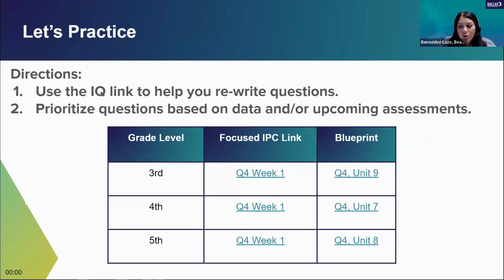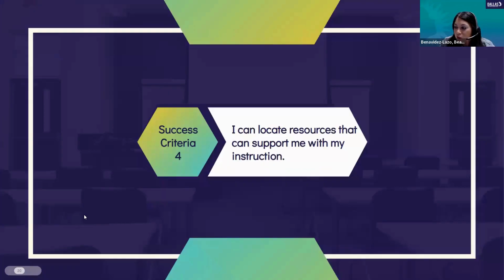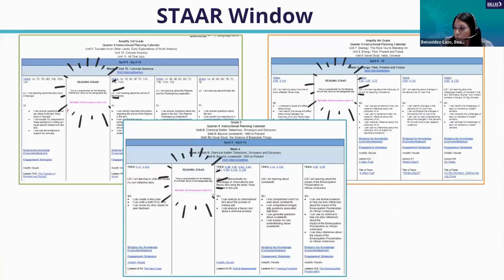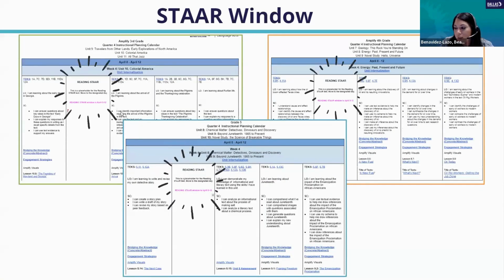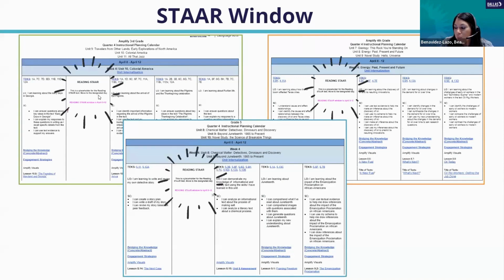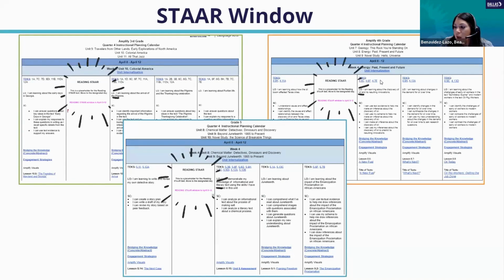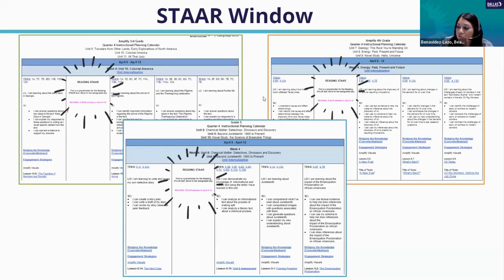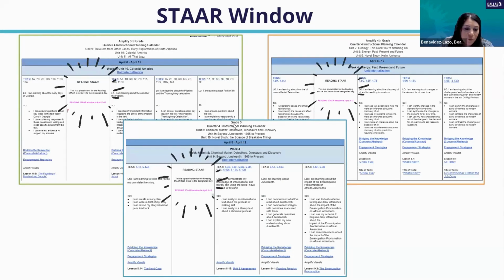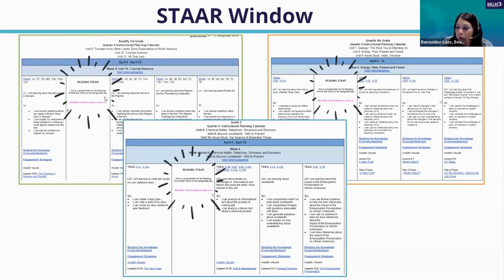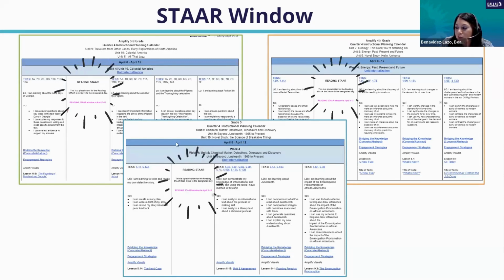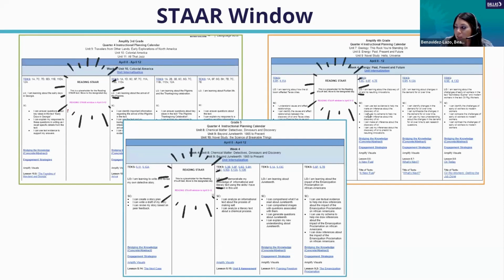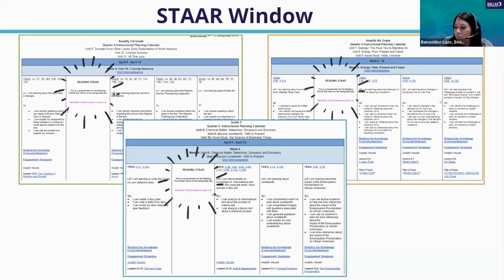Okay. So success criteria 4 is I can locate resources that can support me with my instruction. First and foremost, we want to highlight that we were able to put reading STAR days on there. Yes, we also know there is a math STAR. So if it's not on that first week, the second week of the window, there'll be another one. We definitely put our reading one in there, but we definitely took into consideration that you have math and science for 5th grade and then reading and math.